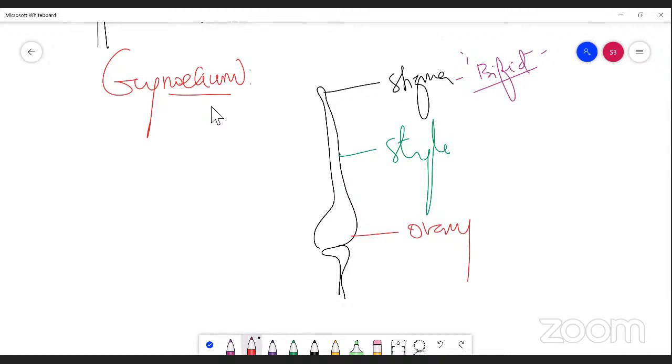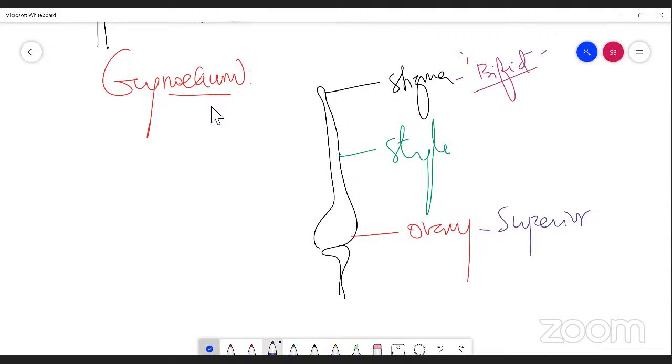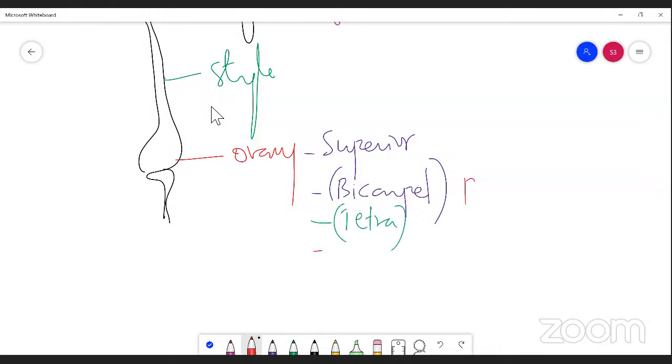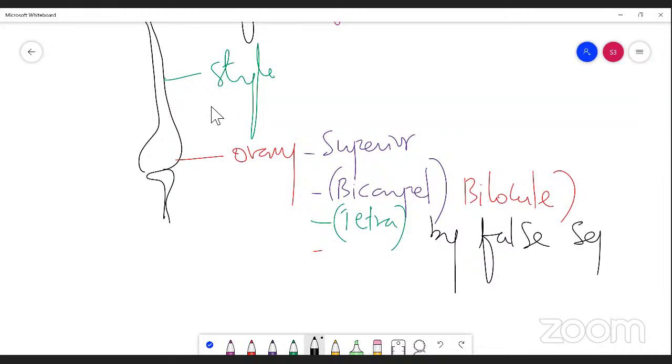I'm talking about the ovary. The type of ovary is a superior ovary, and bicarpellary. There will be two carpels, but it seems to be like tetracarpellary or tetralocular. It is bilocular, bicarpellary, but it seems to be tetracarpellary or tetralocular by the formation of false septae. Septum is the singular, septae is the plural form.